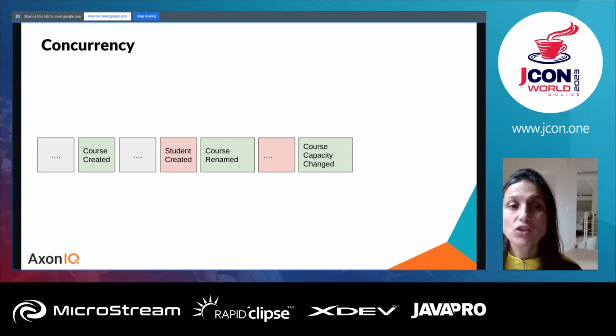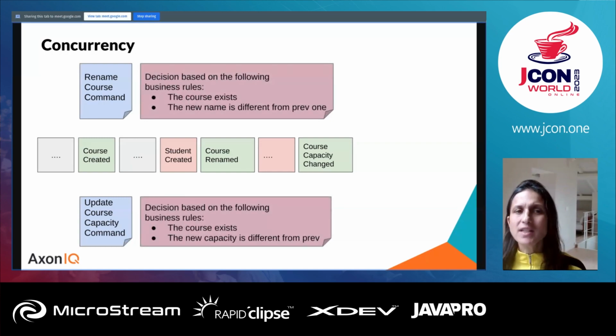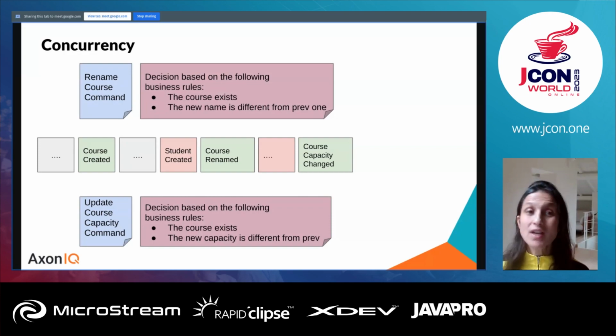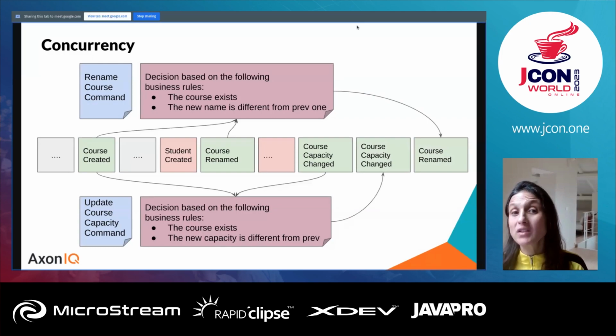Let's see now what happens in case of concurrent write operations. Let's assume that the system receives the command to update the capacity of a course and the one to update the title of the same course at the same time. Our instinct, as before, tells us that there can be no conflict between these two operations since they act on unrelated data. So the two decision blocks can simultaneously load their respective event streams to rebuild their respective state models. And finally, they can publish their respective events.